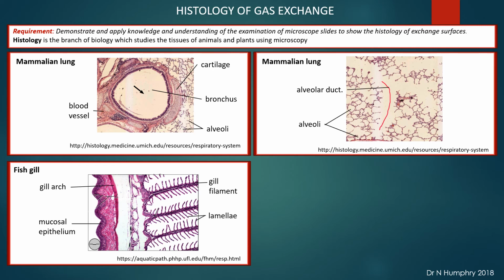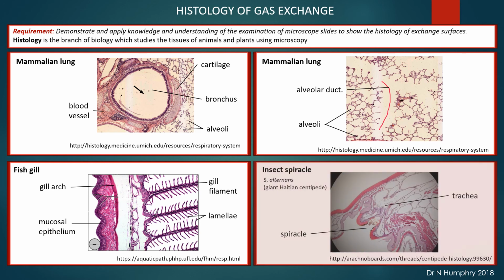The fish gill histology section clearly identifies the rows of gill filaments emerging from the gill arch and the additional surface area provided by the lamellae. In the final slide, an insect spiracle can be seen, providing ventilation to the tracheal system via a trachea.